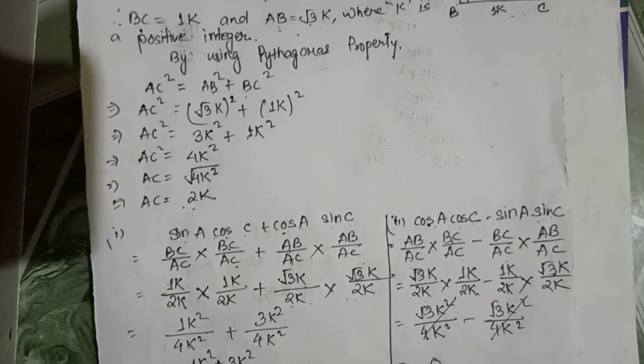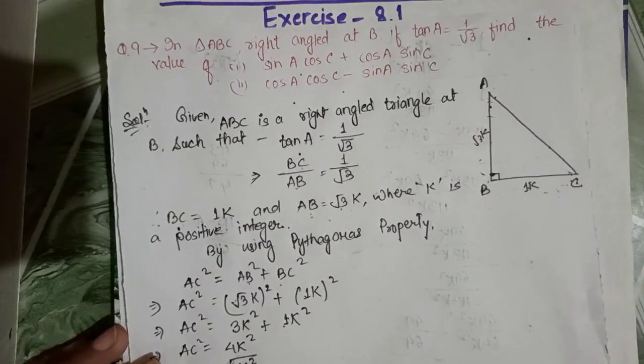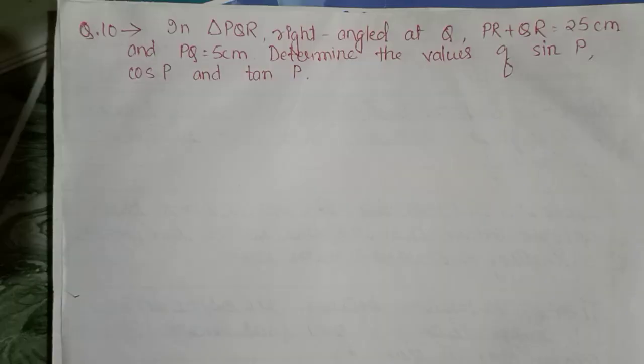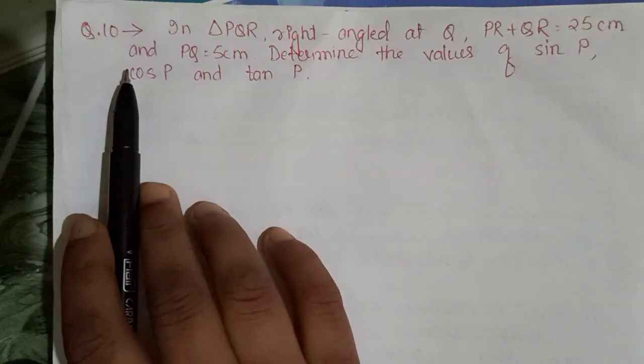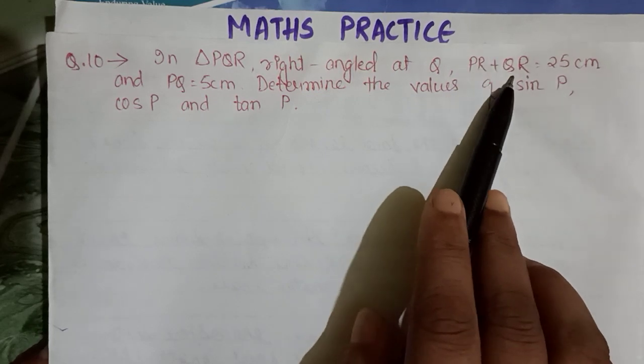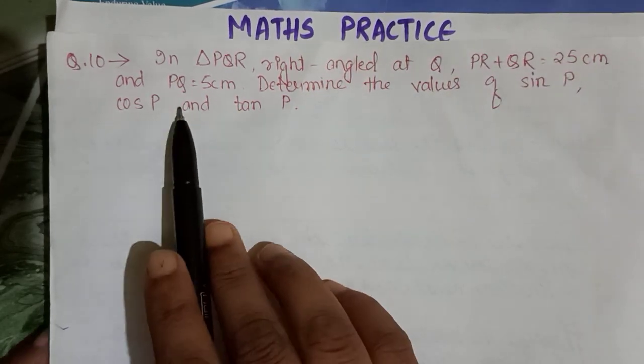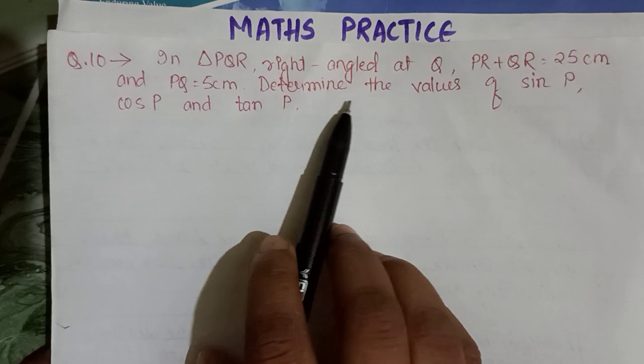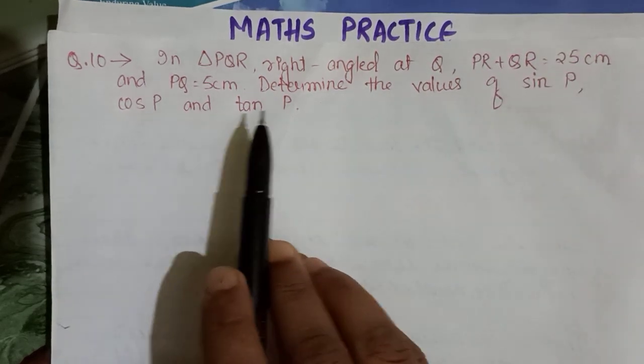So this is the solution. So now we'll start question number 10. So here we have question number 10. In triangle PQR, right angle at Q, PR plus QR equal 25 cm and PQ equal 5 cm. Determine the values of sin P, cos P and tan P.